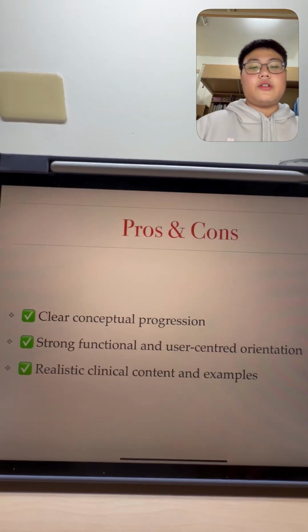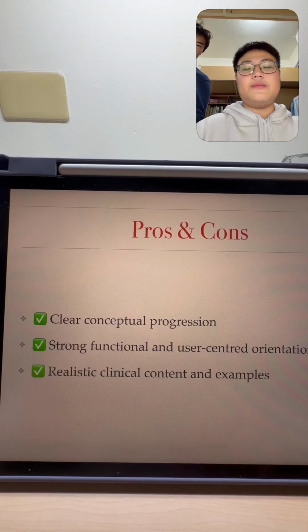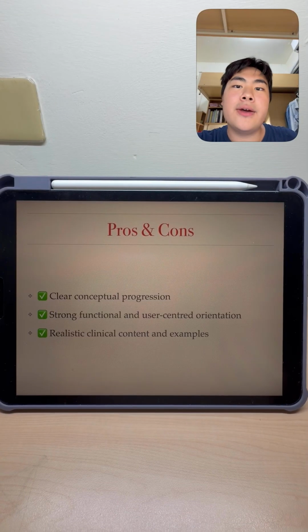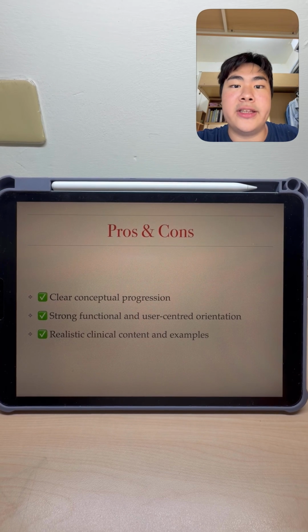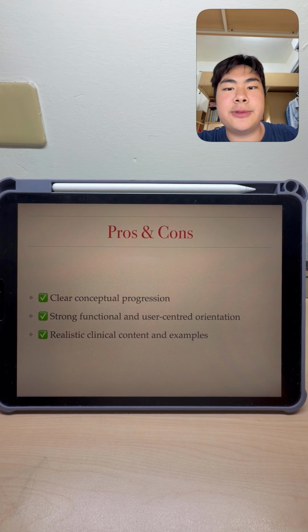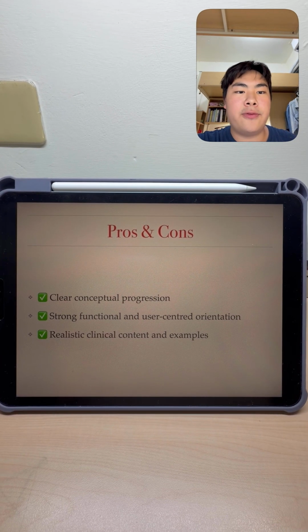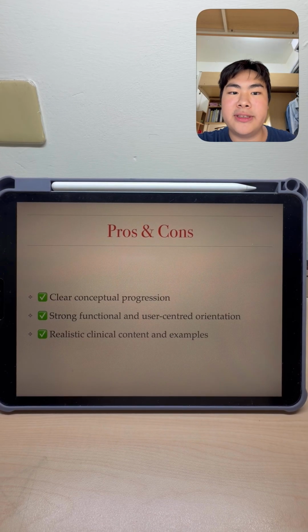Okay, here are our pros and cons, and they will be presented by Xu Chengfu. Okay, let's talk about pros and cons. We have 3 points of advantage. The first is clear conceptual progression. The 4 prompts naturally form a learning sequence.